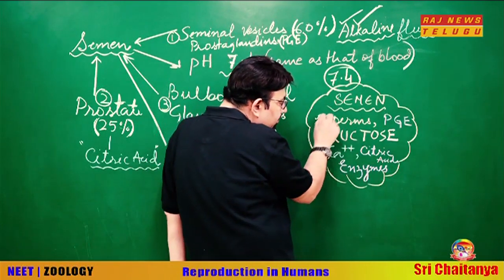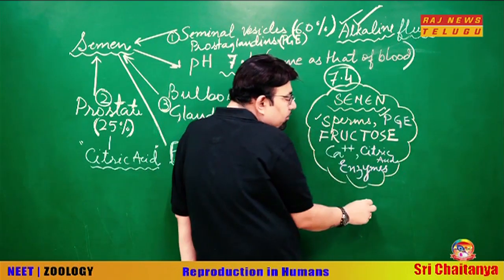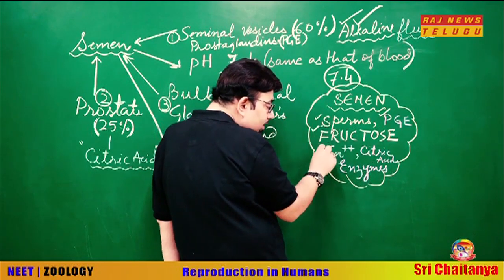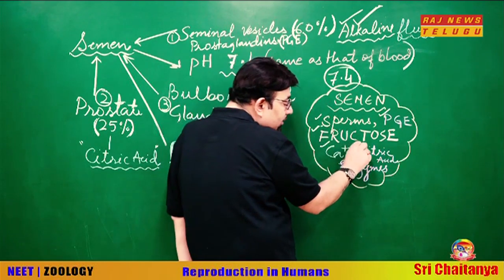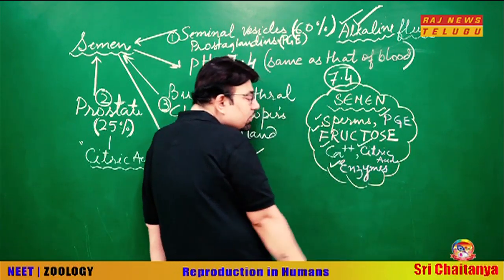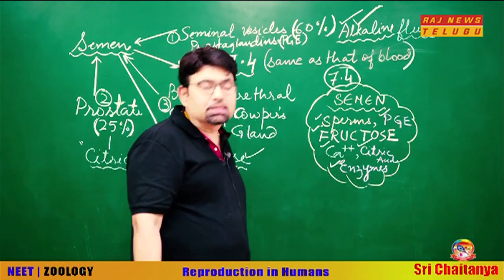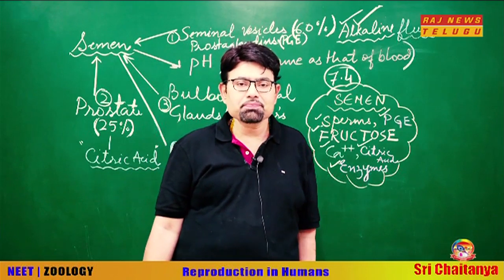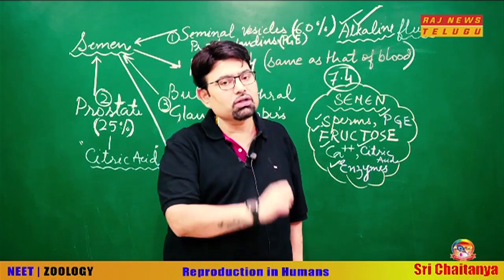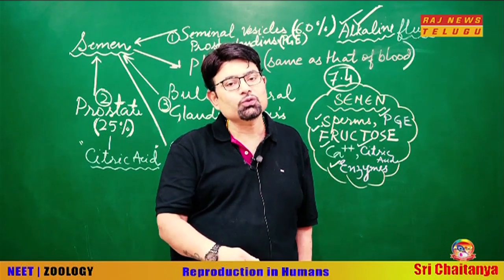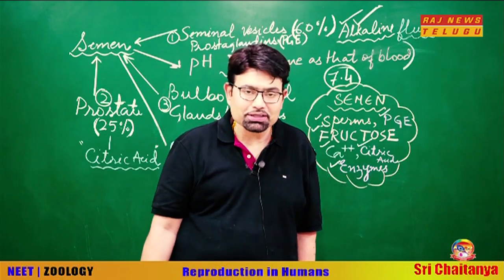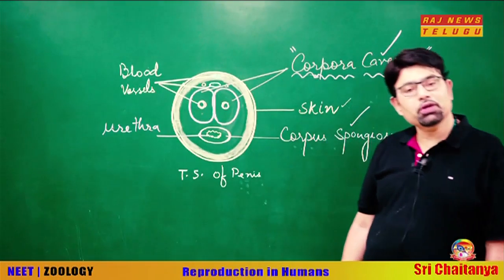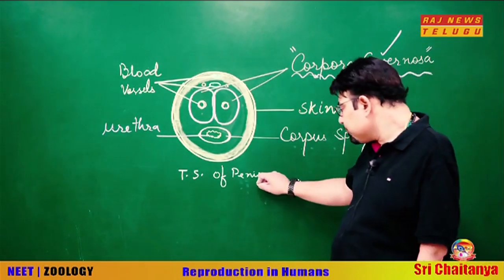Semen contains sperms, the hormone prostaglandins, fructose, the energy source, calcium, citric acid, certain proteolytic enzymes, and certain other enzymes like phosphatase, etc. Hope you have understood all these, and now let us move to the next point. Dear students, let us now talk about the male copulatory organ, which is the penis.